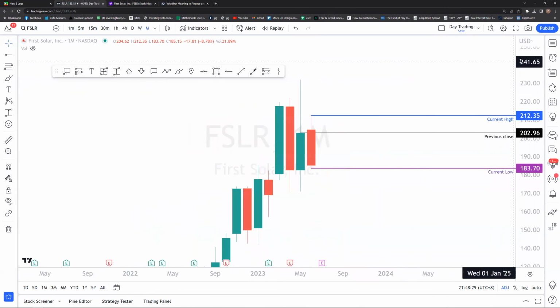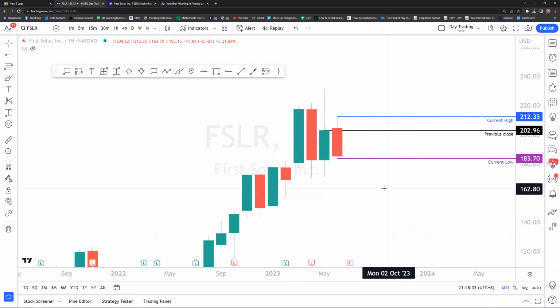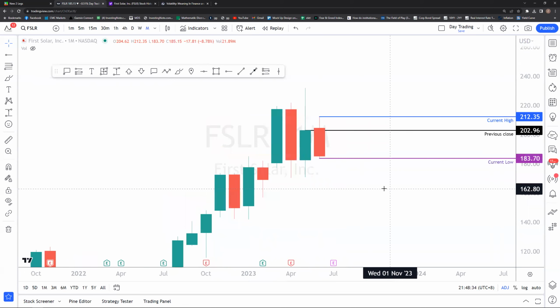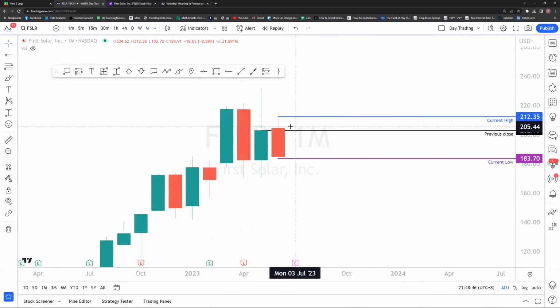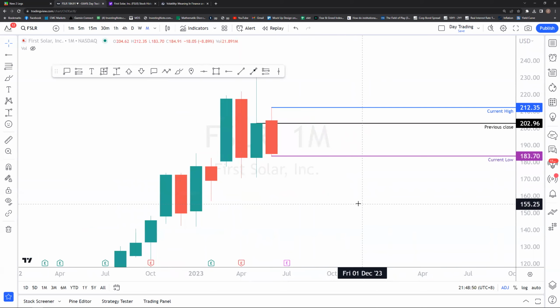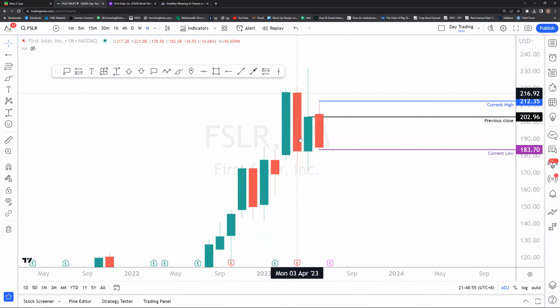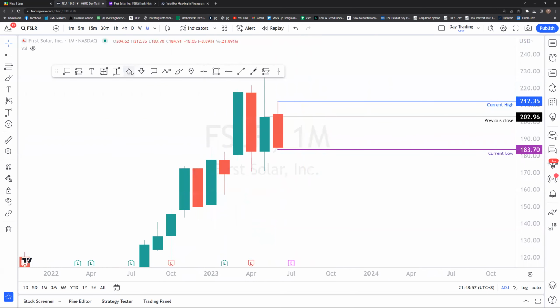Okay, so we have the previous close, current high, current low. Now let's say we have a trade idea on this. We have a long trade idea. When we have a long trade idea, the first thing you want to set is, of course, the stop loss level. Okay, so where do we want to set the stop loss level? It's very obvious. We want to set below the previous swing point. So from a monthly candle perspective, the previous swing points are this level and this level.